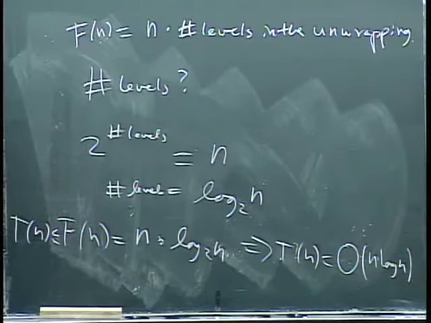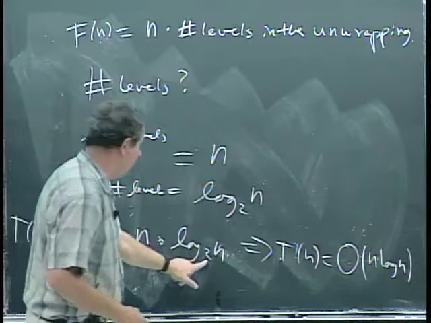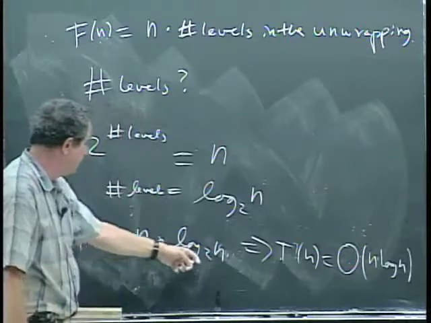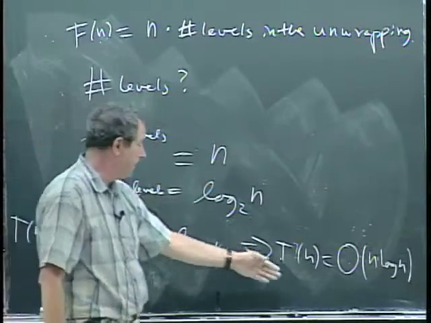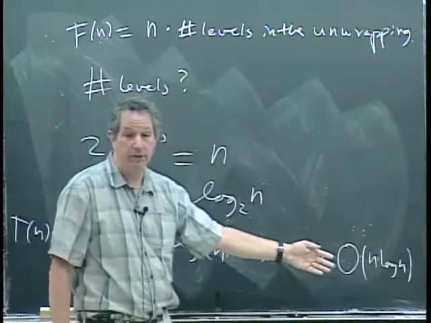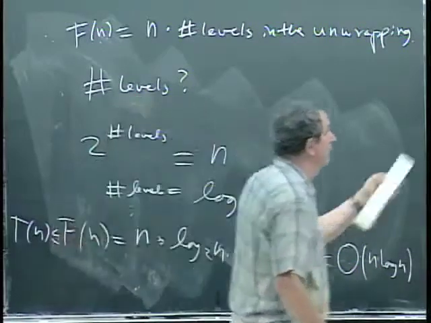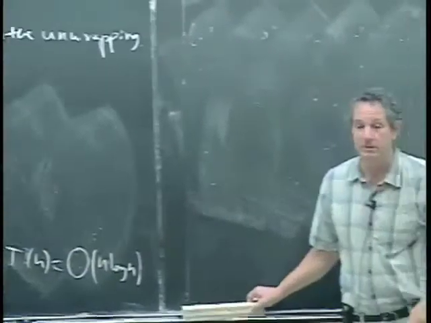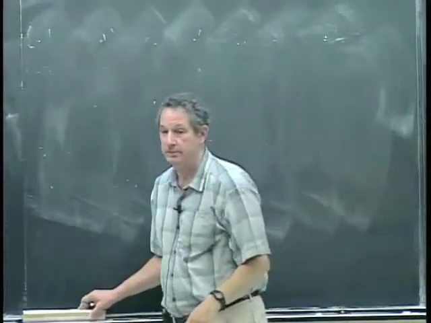What happened to the base 2 for the log when you went over to big O of n log n? Okay, yeah, very good question, because this is going to happen a lot. So I said n times log base 2 of n, and that implies T of n is big O of n log n. So what happened is that the big O ate it. Bases of logarithms don't matter in big O notation.